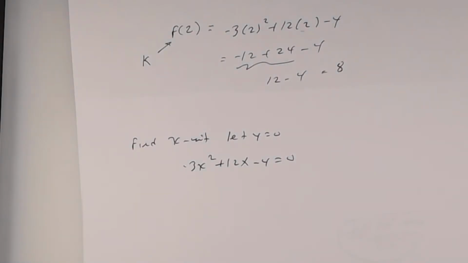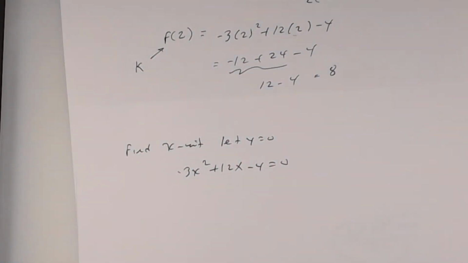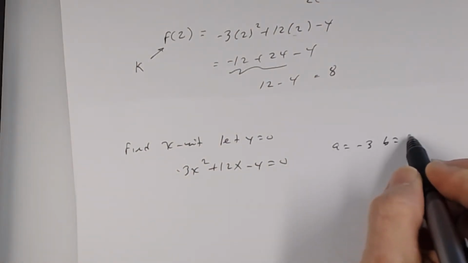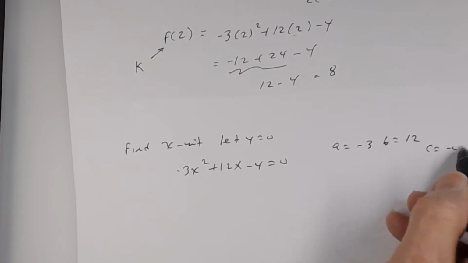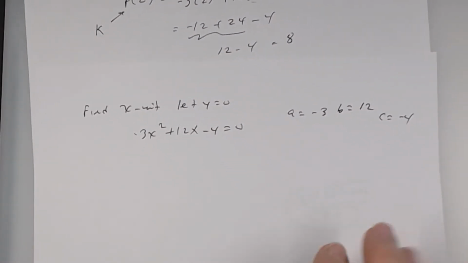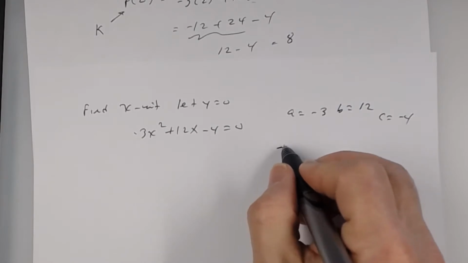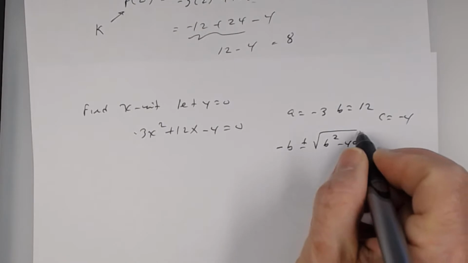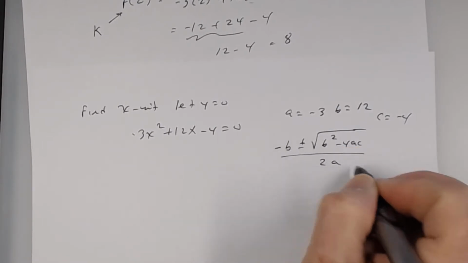Last semester and beginning of this semester, how did you solve this quadratic equation? Quadratic formula. That's what you did. What is A again? What is B? And what is C? Negative 4. And so remember, the quadratic formula is the opposite of B plus or minus the square root of B squared minus 4AC all over 2A.